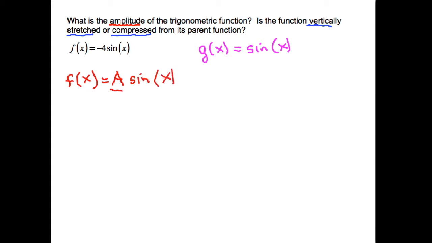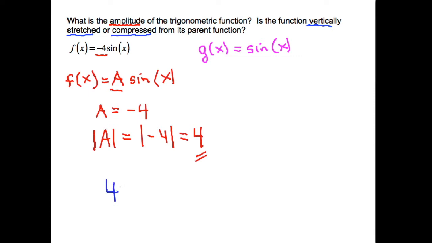And notice if I identify a, a is -4. So to find the amplitude, what we do is we take the absolute value of a. Amplitude is the absolute value of -4, and that's the number 4. So what is the amplitude of the trigonometric function? 4. Now since 4 is greater than 1, what we have is a vertical stretch by a factor of 4.